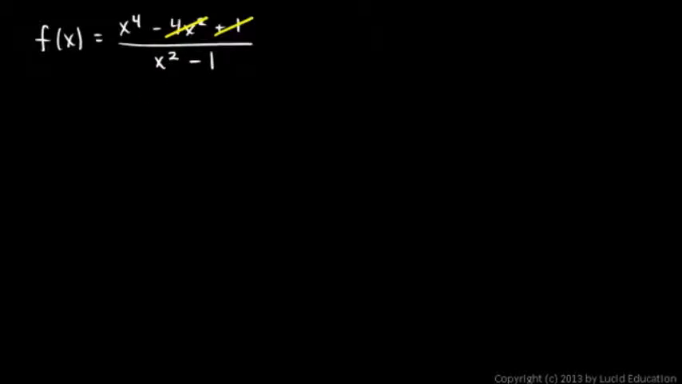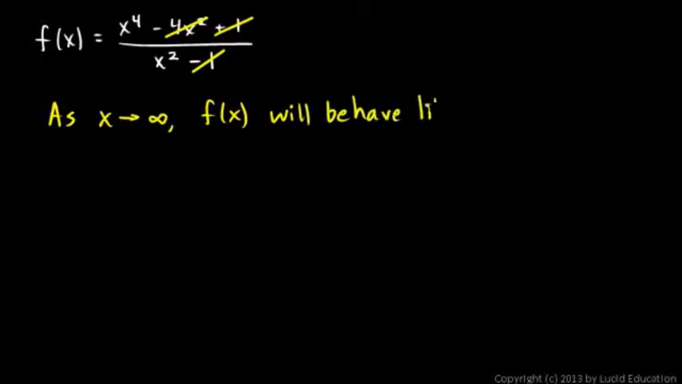The highest power term in the denominator dominates all of the others. The others become insignificant by comparison as x gets really big. So as x approaches infinity, or in other words, as x gets really large, the lower power terms become insignificant, and this function will behave like what you see remaining here after those other terms have been ignored. It will behave like x to the fourth over x squared.